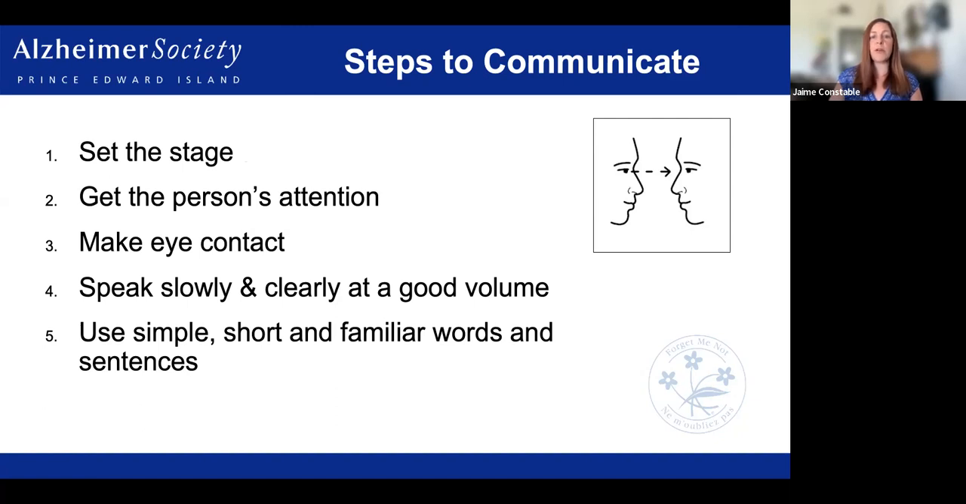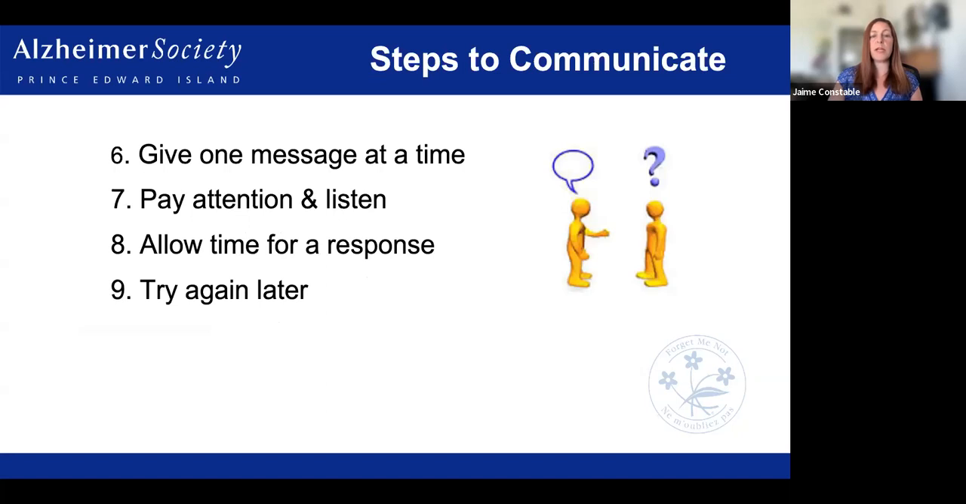And make sure that you're speaking very slowly and clearly and at a good volume, using simple, short, and familiar words and sentences. So no long speeches, keep it brief and allow some time for response. Give one message at a time. Paying attention and listening is really important. Listen to what's being said, also watching their nonverbals when they're talking, and allow time for their response. Sometimes it takes them a little bit longer to produce the sentence or the thought that they want to share. And if it's really difficult, just let it go and try again later.